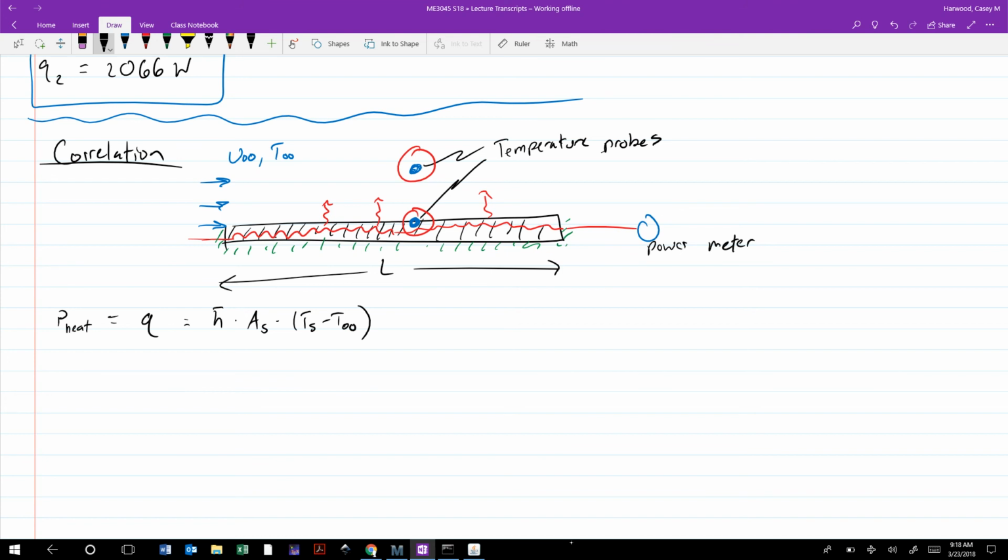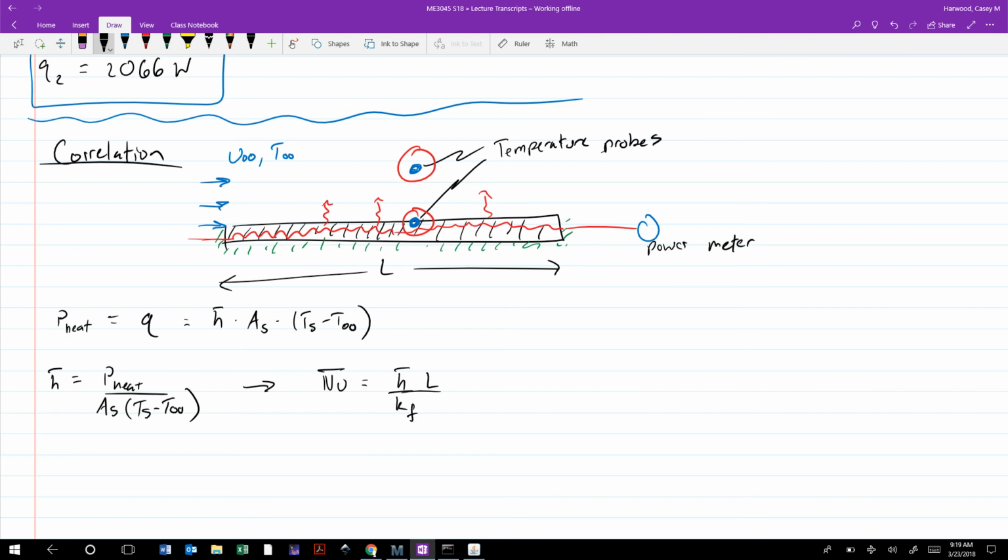So we can say h bar is equal to P, the heater power, divided by the surface area of the plate times Ts minus T infinity. So that's measured by our power meter and our two temperature probes, and we could non-dimensionalize that as the Nusselt number, h bar times L over the conductivity of the fluid. So what we've done is basically set up the flow in one way, and we have measured the Nusselt number.